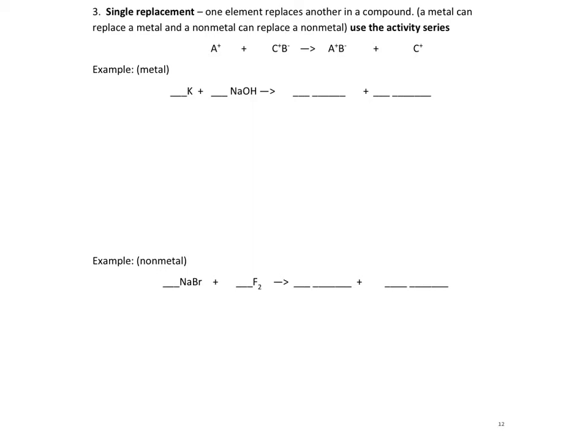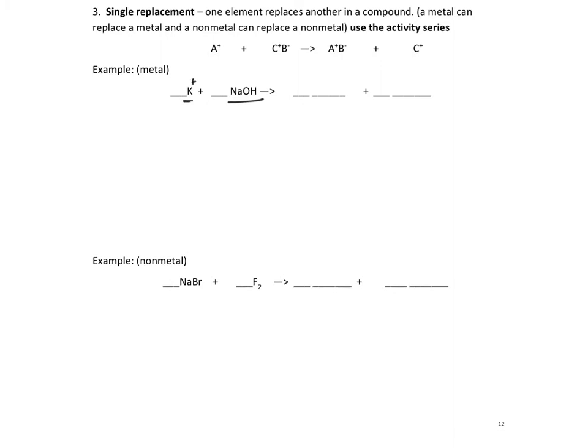Next up, you got single replacement. Single replacement is identifiable because you got one element, a lone element, trying to break up this relationship that is the compound and steal an ion. And you have to decide which ion out of the compound the element's going to try to steal. You do that by looking at its charge.